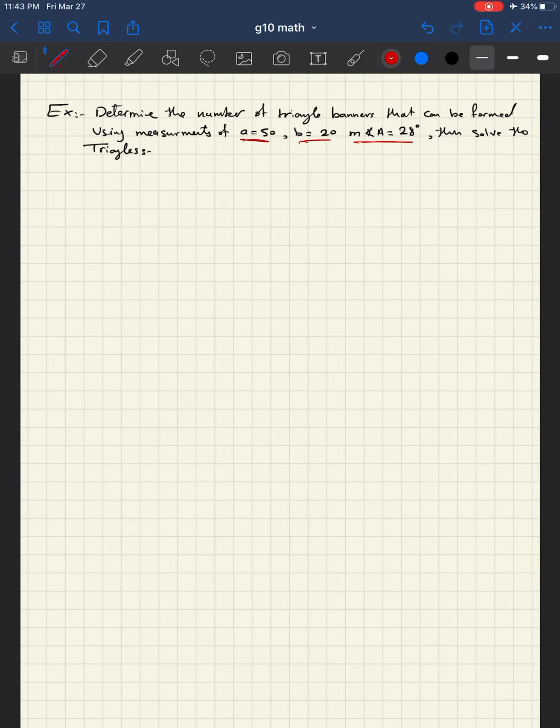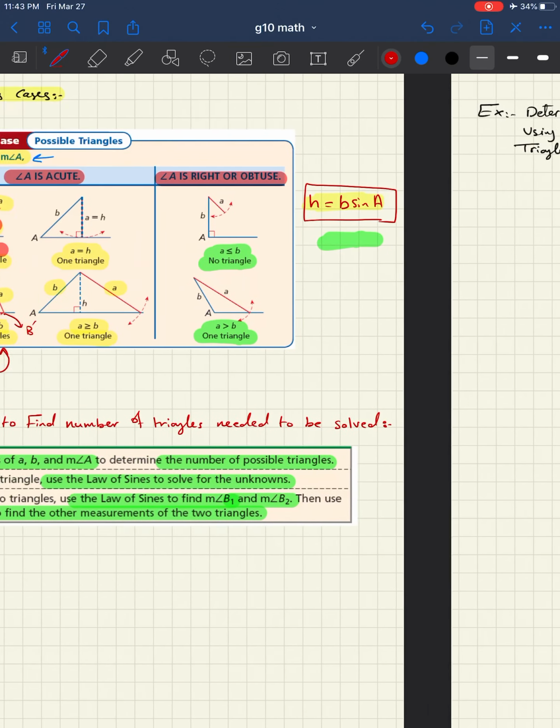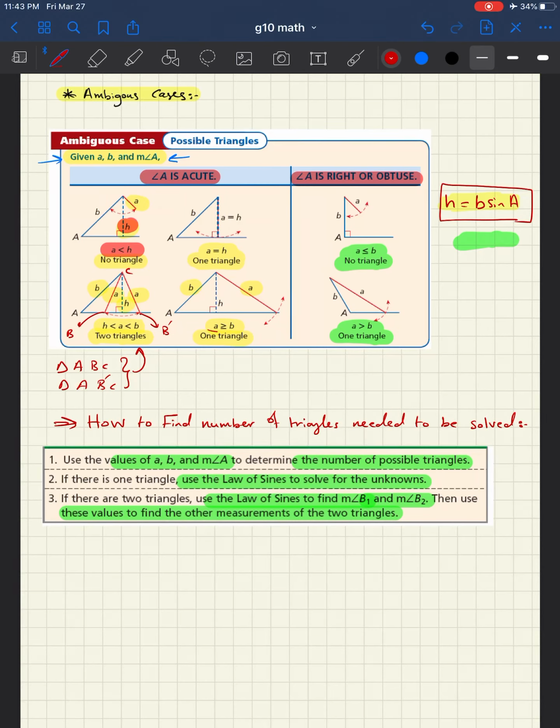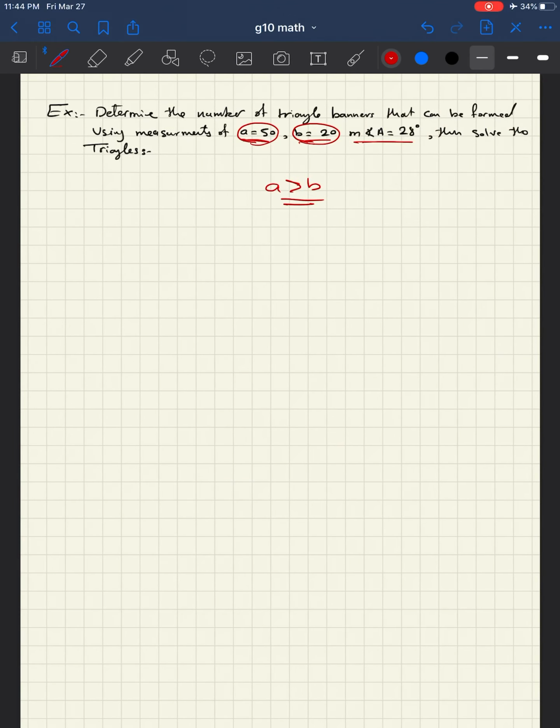The first thing I notice in the question is that it gave me two sides and an angle, so directly I say this is the ambiguous case. And if you look, the measurement of A is 50 and the measurement of B is 20, which means A is greater than B. Since A is greater than B, going back to the table, this means you have one triangle. Then you could form a single banner.